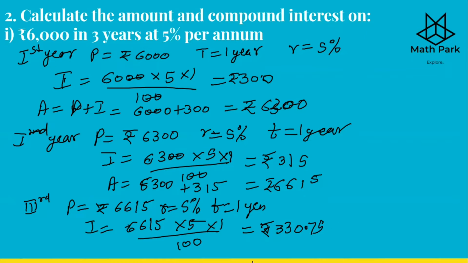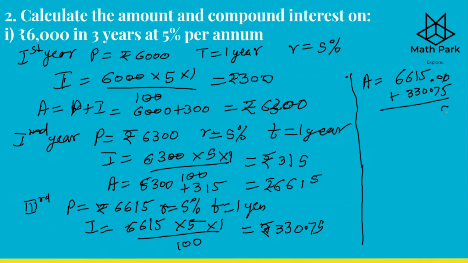Now we are asked to find the amount and compound interest for 3 years. So the amount at the end of 3 years is 6,615 plus 330.75. You add this, you get 6,945 rupees and 75 paise. So 6,945 rupees and 75 paise is your amount.